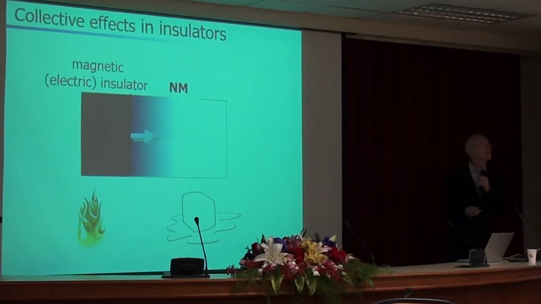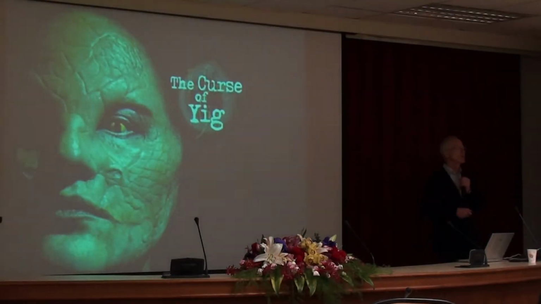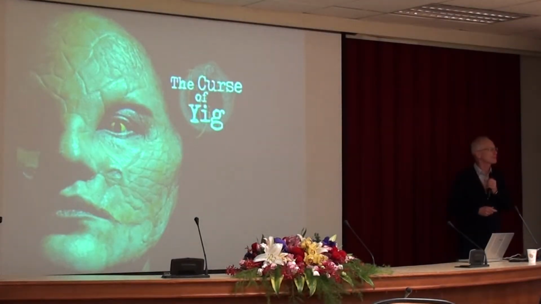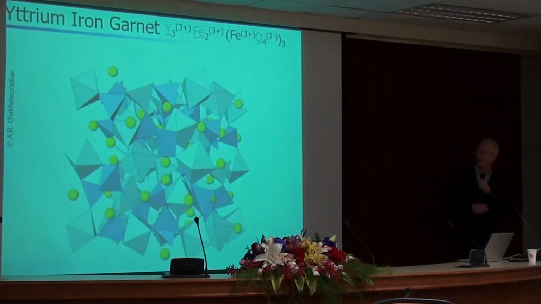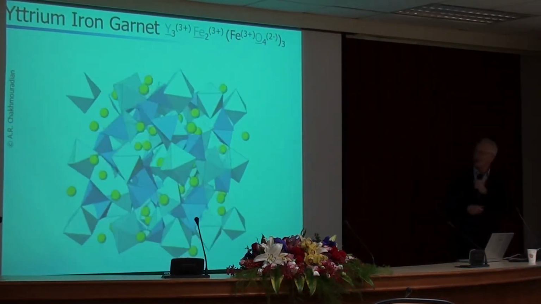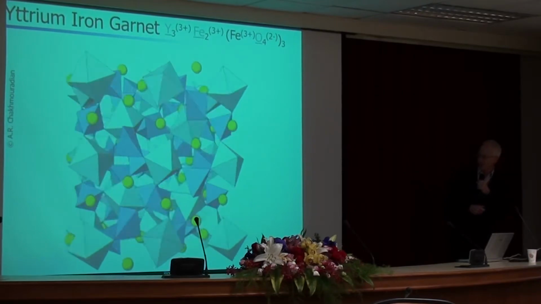So the material here is, as we heard, YIG. Now according to Howard Phillips Lovecraft, YIG is a reptilian monster. But for a scientist, it is a real beauty, right? Here you see the beauty. So this is the crystal structure of yttrium iron garnet.